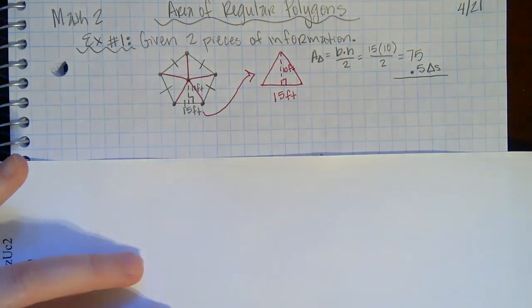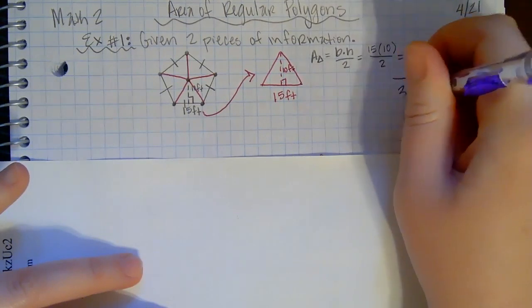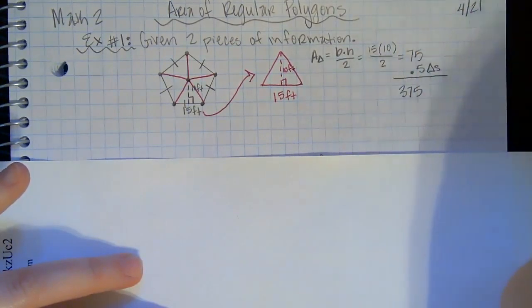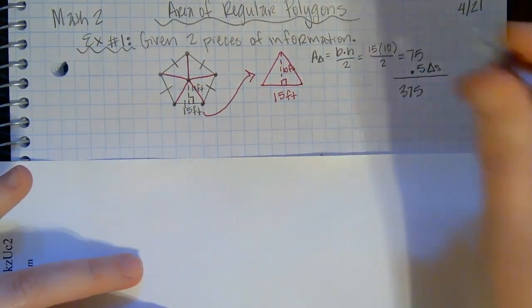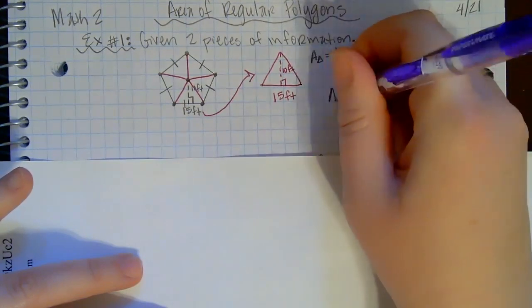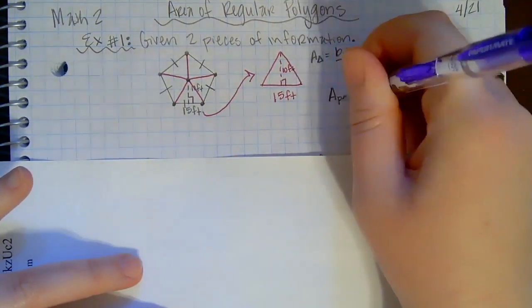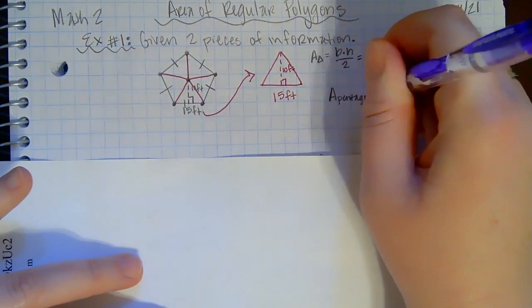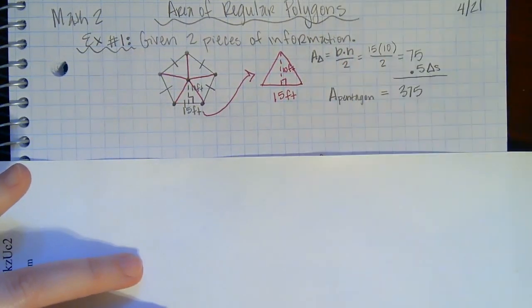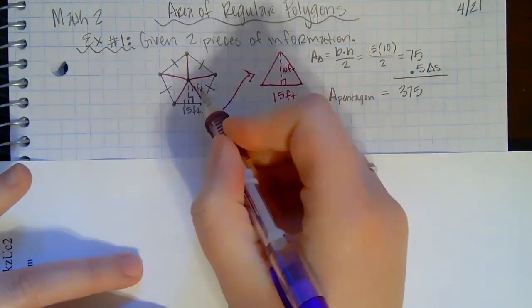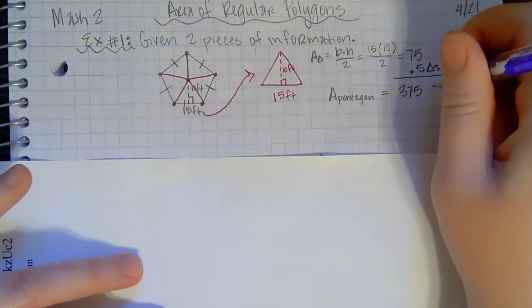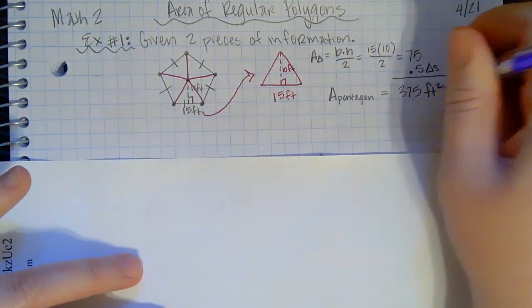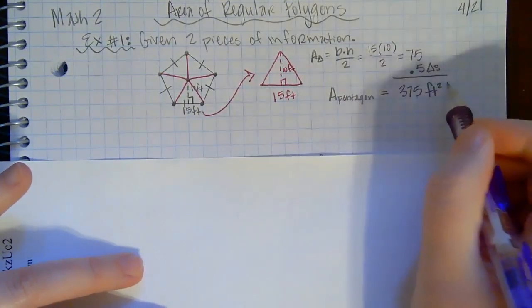So I multiply by the fact that there are 5 triangles. 75 times 5 gives me 375. And that is the area of my pentagon, all 5 triangles together. Okay, and now notice this one says feet. Since it's area, I'm going to put feet squared. And there's my final answer.